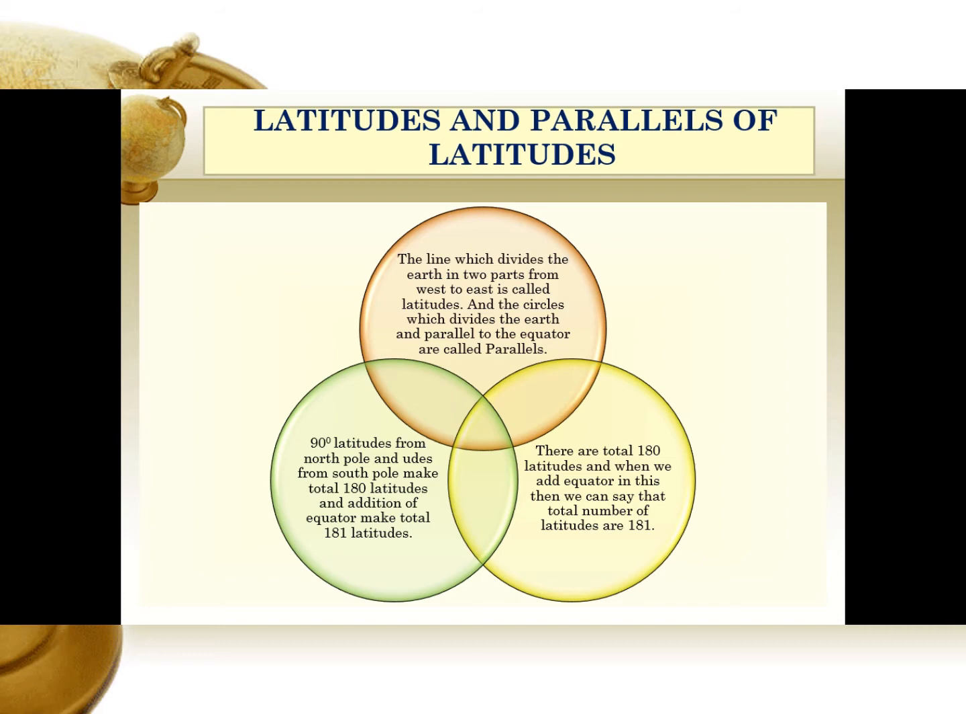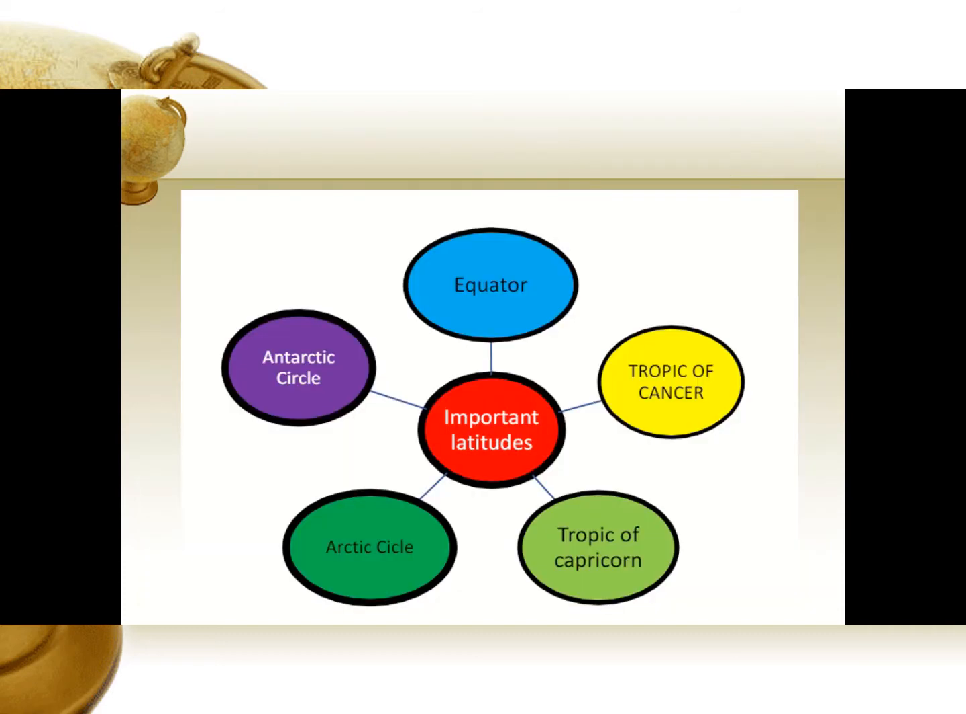But when you are supposed to say what latitudes are, latitudes are those imaginary lines which go from north to south and divide west to east. If you say it this way, it will be better because latitudes come from north to south. At the north, the length of the latitude is smaller, and as it comes closer to the equator, the length keeps on expanding. There are 180 latitudes, and when we include the equator, we can say there are 181 latitudes.